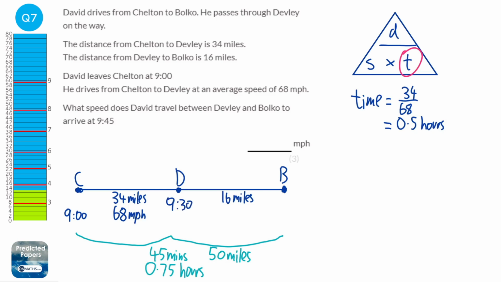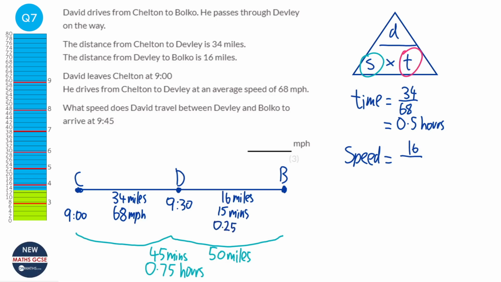So that means we've got 15 minutes left. Okay, so we've got 15 minutes to travel the 16 miles. So this time we're looking for the speed. Okay, so it would be speed equals the distance, which is 16 miles, over time, which is 15 minutes, but we need that in hours, so that'd be 0.25 hours.